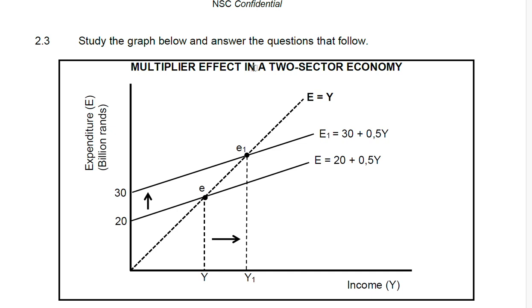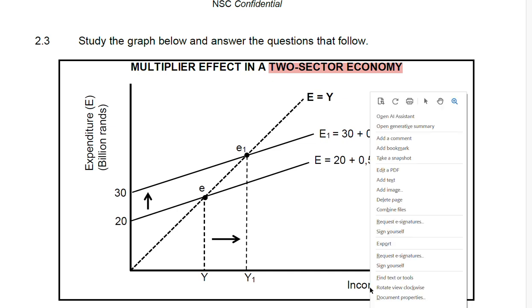it's a multiplier effect on a two-sector economy, right? So we know the two-sector economy. Two-sector economy means that we're looking at the households or the families as well as the firms. And the families, what are they doing? They are buying goods and they're providing labor to the firm. And the firm, they're providing services and they're employing the families. So now we're looking at the y-axis. It has expenditure in billions of rand. And then we're looking at the x-axis. It has income, right?